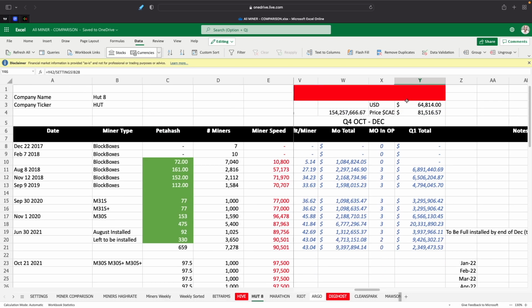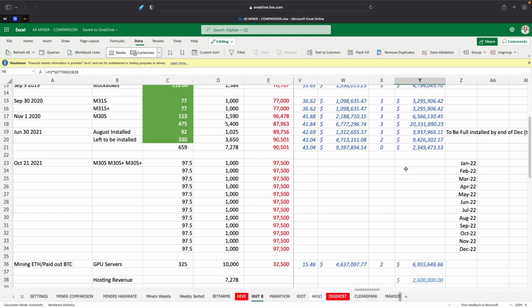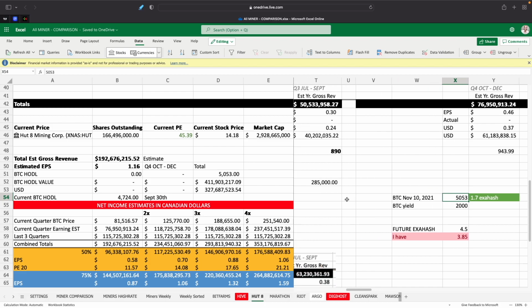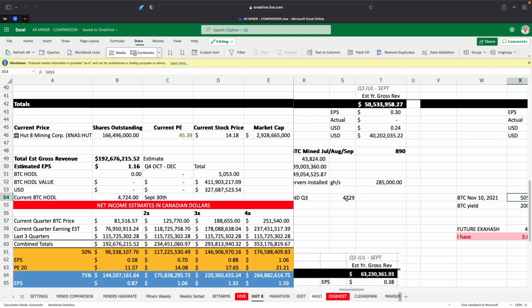And this is with Bitcoin being at 64,814, which is a Canadian equivalent of 81,516. And then what do we have here? Oh, so they reported that as of November 10th, they are at 1.7 exahash. BTC yield is 2,000. That's the 2,000 that they have out for getting interest on them. And then they currently have 5,053. And I believe they mined, what did they mine here? Okay, here we go. They mined June, July, August, and September, 890 BTC.